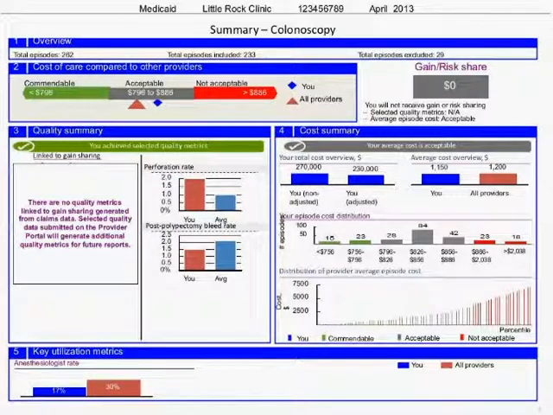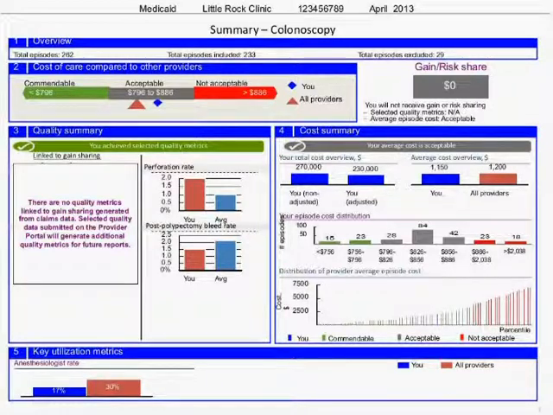These quality metrics are the ones being linked to gain sharing. If the episode requires quality data to be entered into the portal, it is very important that you enter the required data into the portal, as even if you are in the commendable range and do not meet quality metrics, you are not eligible for gain sharing. In this episode, you are required to enter quality metrics into the provider portal.